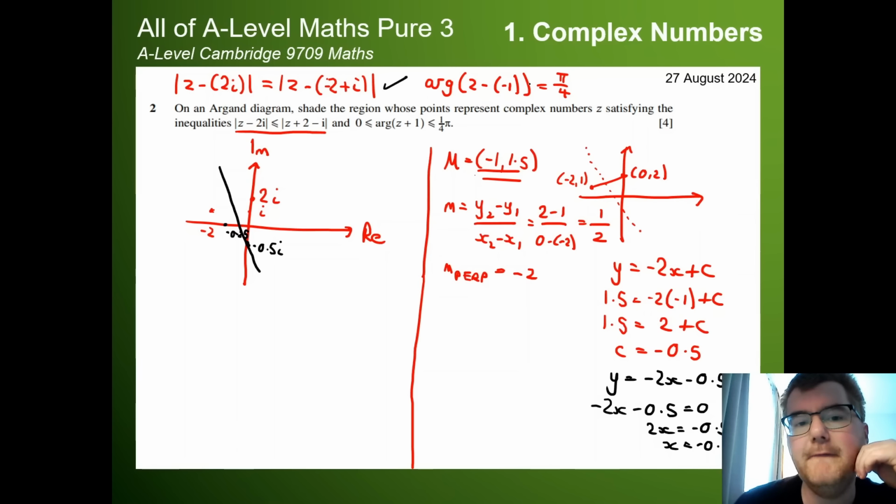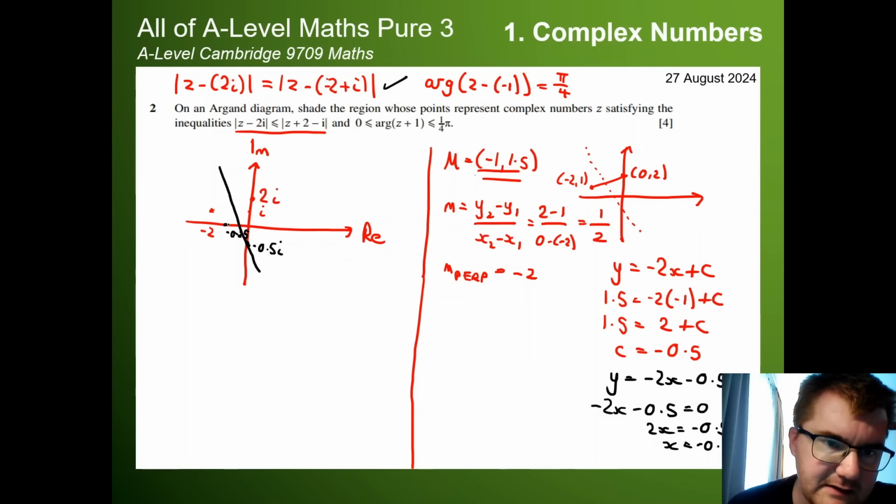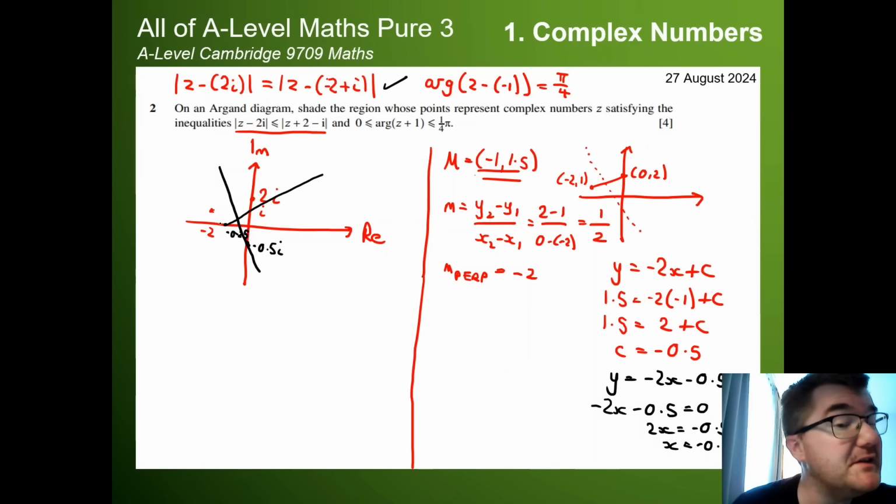And we're at pi over 4, which means we're just going to go one along and one up because we've got a 45-degree angle. So we get a line that looks something like this. This is called a half line because we stop at this point. We don't actually go any further here, and we have an angle of pi over 4. So now we've got our diagram here.